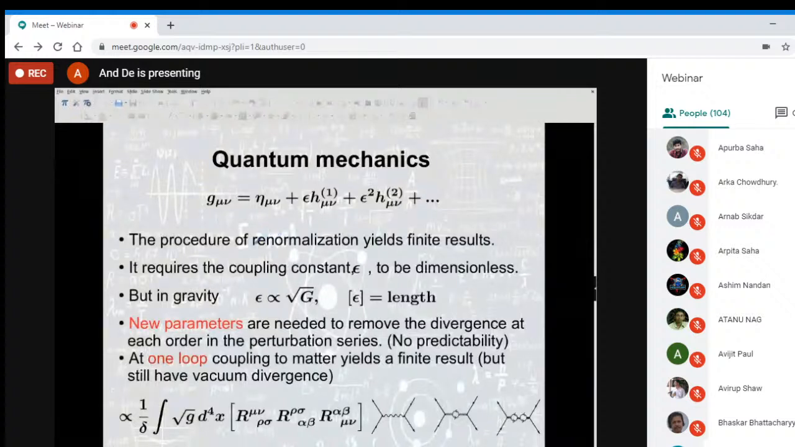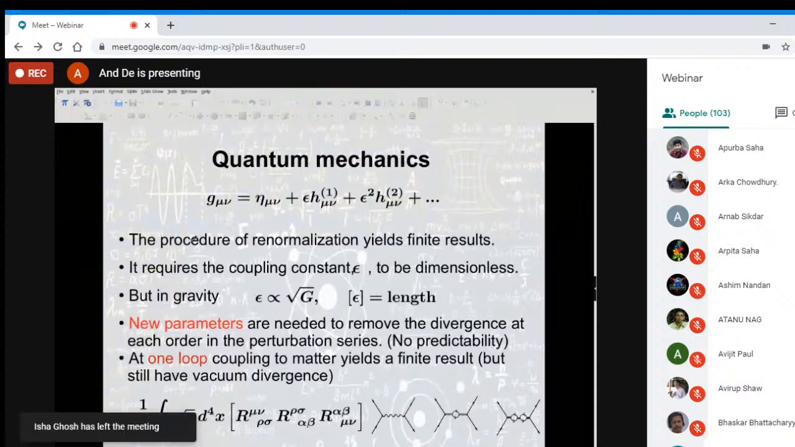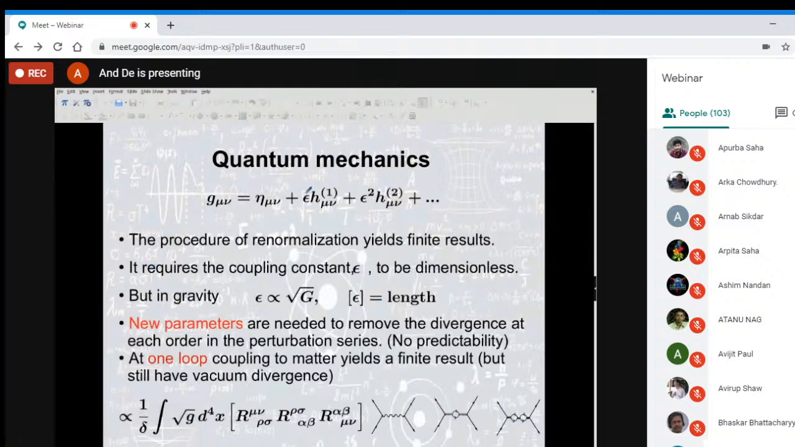Renormalization works very well because the fine structure constant of electromagnetism is unitless. But the coupling constant that arises here, each of these terms has an epsilon, epsilon squared, epsilon cubed in it. The coupling constant, as we call it, epsilon, is not dimensionless here. It has units of length. So it's a bit complicated, but what it means is that at first order, you have to renormalize a certain way. You have to subtract the infinities.